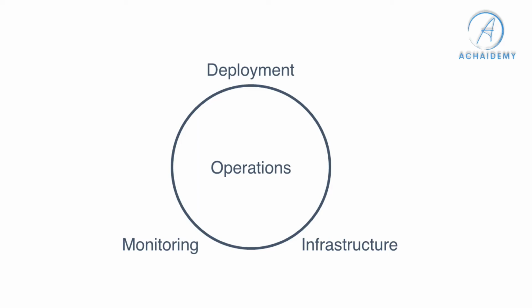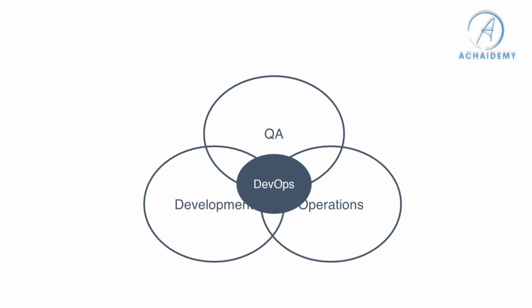So operations involves setting up and maintaining the infrastructure required for the application to run, deploying the application and verifying whether everything works, and then monitoring it for any exceptions or errors. So with these three stages of development, testing, and operations, DevOps acts as a combination of all three, where a part of development, a part of QA, and operations together come up with processes called DevOps.